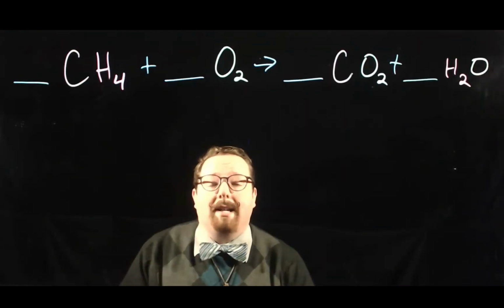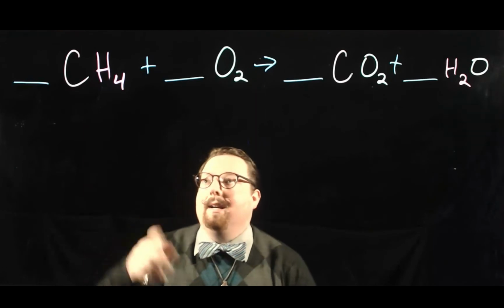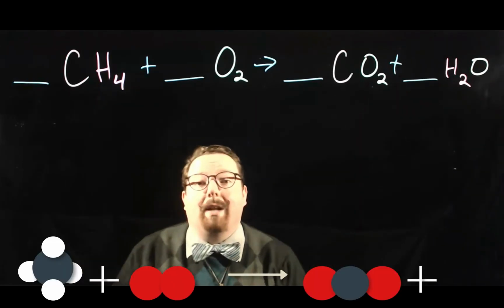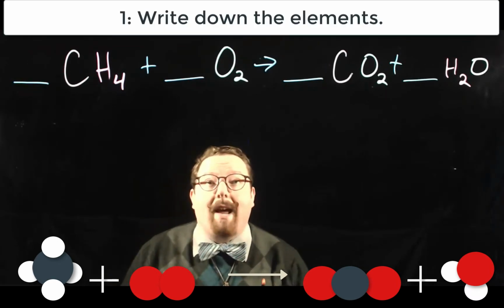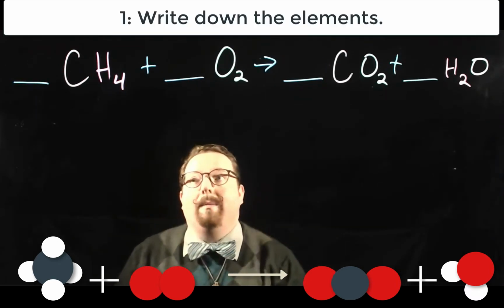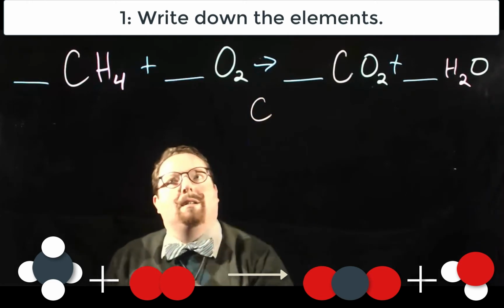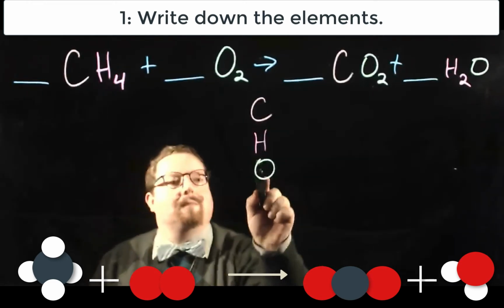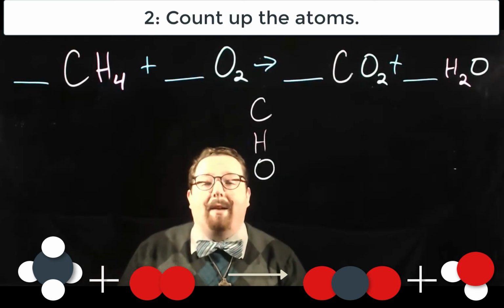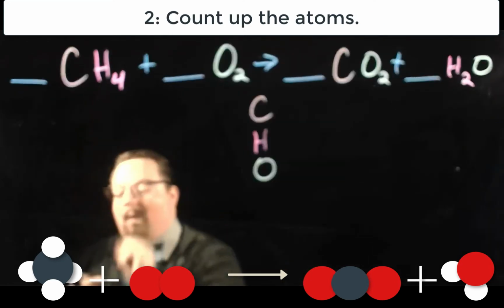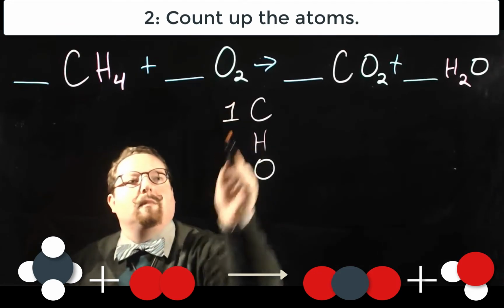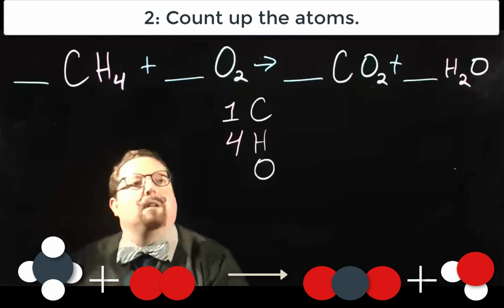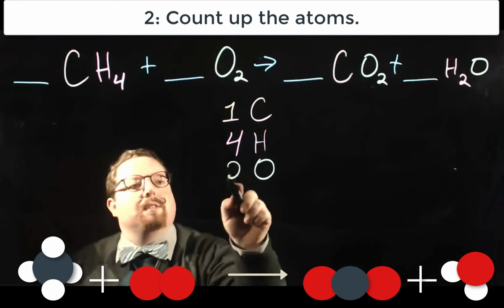All right, our second example is the combustion of methane. So we take methane, combine it with oxygen, and we get carbon dioxide and water. So our first step is to write down the symbols for our elements underneath the arrow. So we have carbon, hydrogen, and oxygen. Second step, count them up. Left side, we have 1 carbon. We have 4 hydrogens, and we have 2 oxygens.